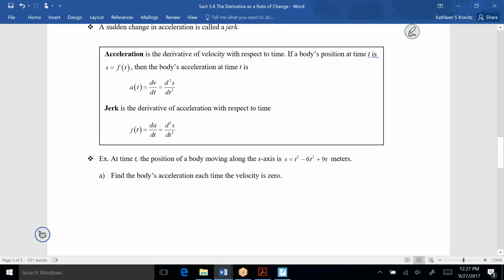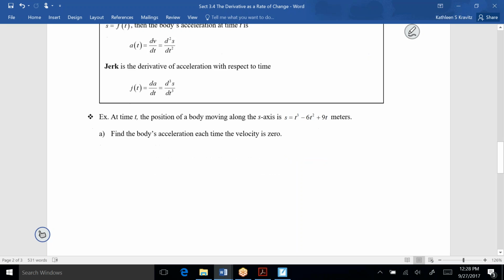So velocity is going to be the derivative of the position function, and acceleration is the derivative of the velocity. So if a body's position is s, then the body's acceleration is going to be the derivative of the velocity, or the second derivative of the position. And then jerk is the derivative of the acceleration, so it's the third derivative of that position function.